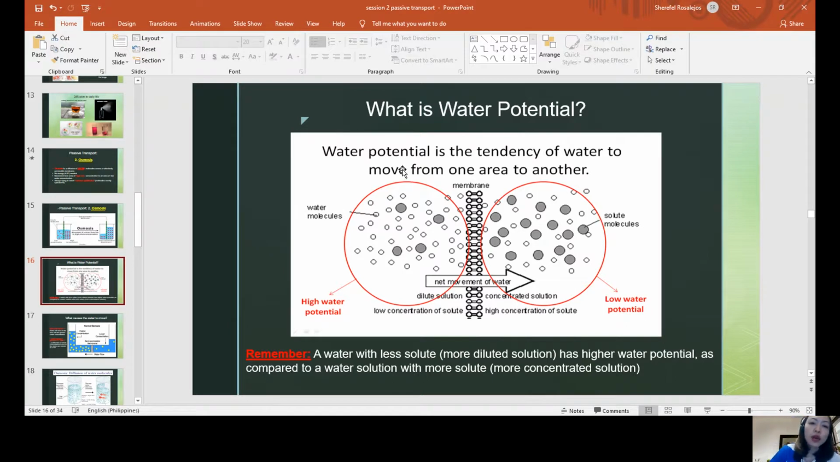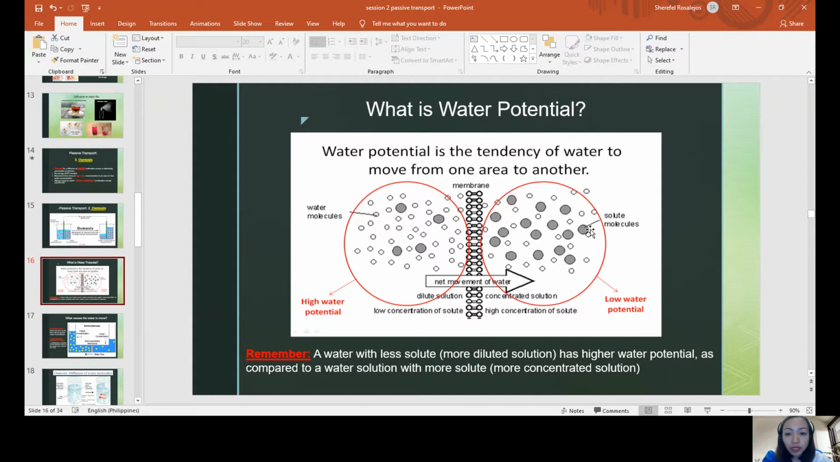Okay, so again, that is the tendency of water to move from one area to another. So when you are going to look at the diagram, in determining asa ang high water potential or low water potential, always look to the region where there is plenty of solute molecules, because when there is plenty of solute molecules, gamay na siya water potential or low. Okay, I hope you see that.